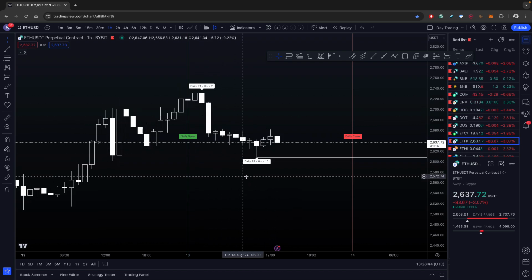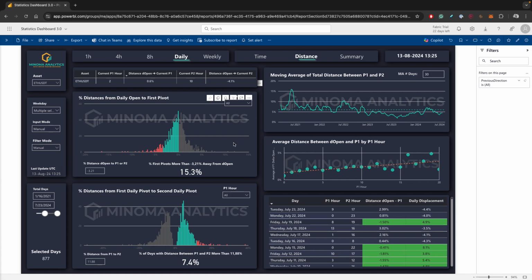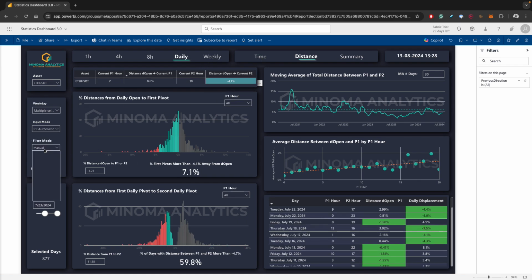We did see it was more likely, a 28% chance or something. But what we can do now, so again, you need always automated. Let's stick with P2 automated. If you want to use filter mode automatic, use input mode automatic. Either one, P1 automatic or P2 automatic.